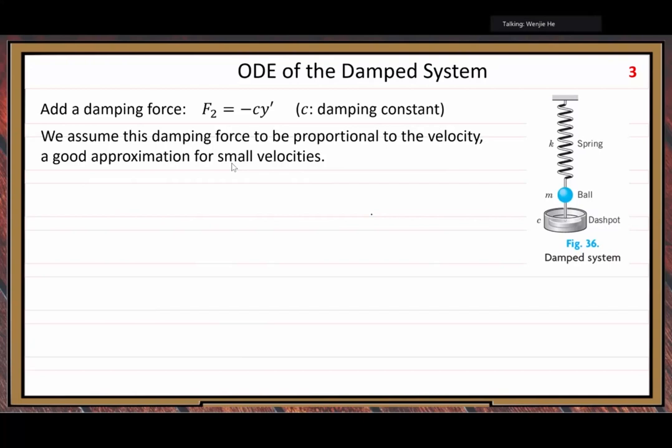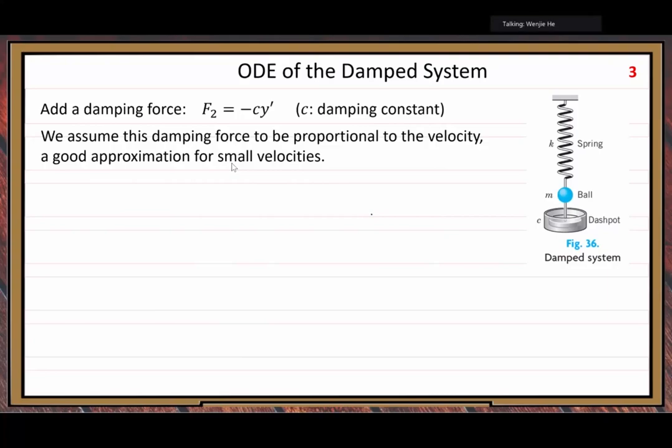If the velocity is relatively large, then the approximation won't be good. This modeling method won't be good. But under the small velocity condition, this modeling is very close.